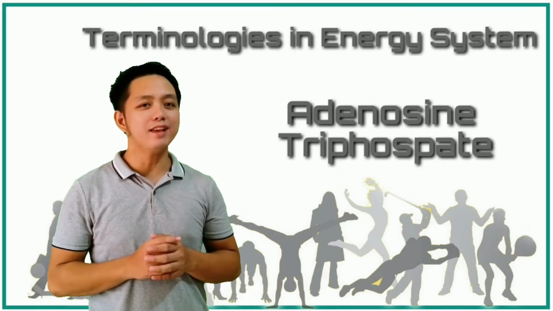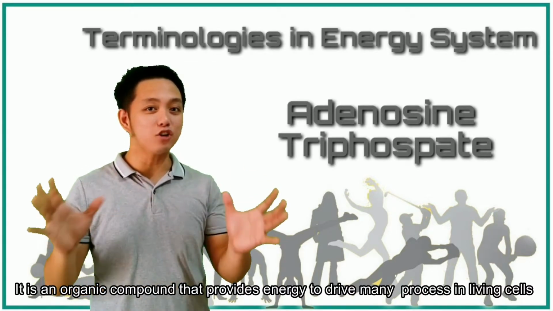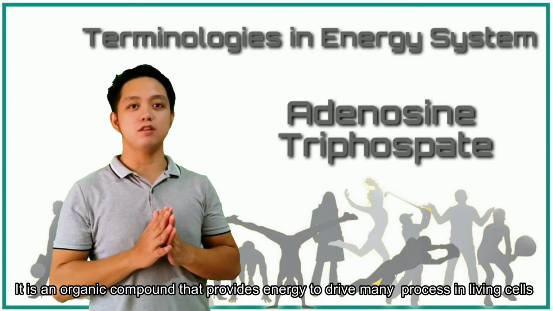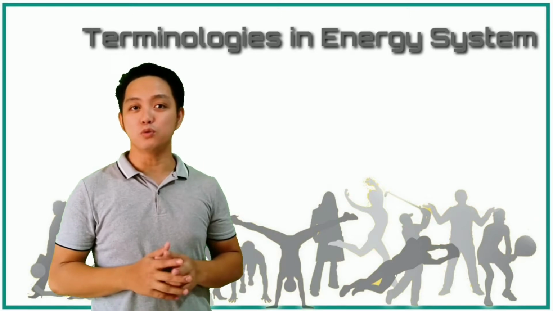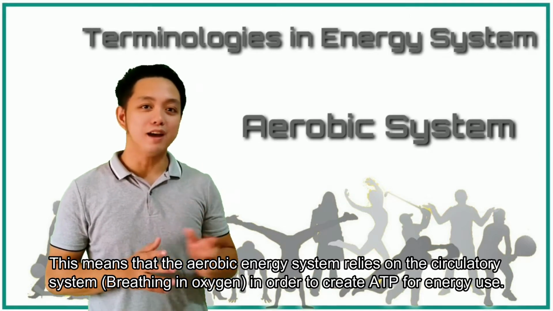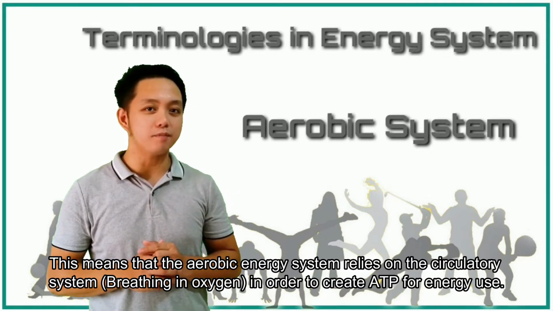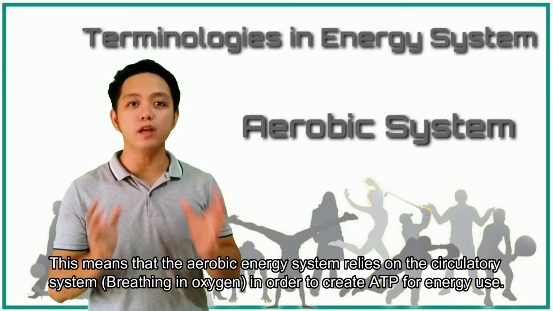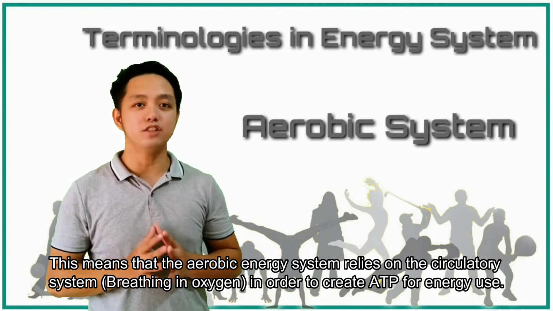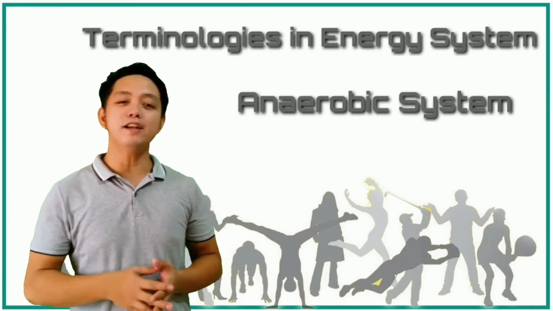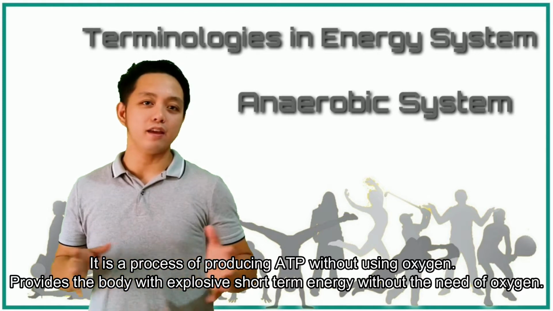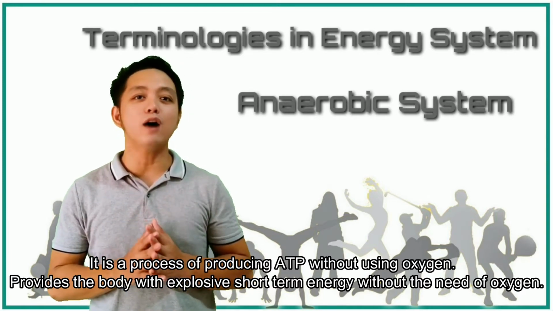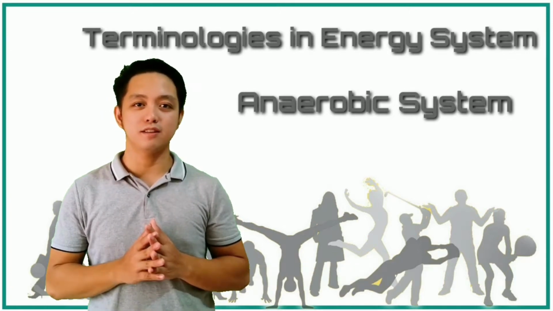Number 1, adenosine triphosphate. It is an organic compound that provides energy to drive many processes in living cells. Number 2, aerobic system. The aerobic energy system relies on the circulatory system in order to create ATP for energy use. Next is anaerobic system. This means it is the producing of ATP without using oxygen.